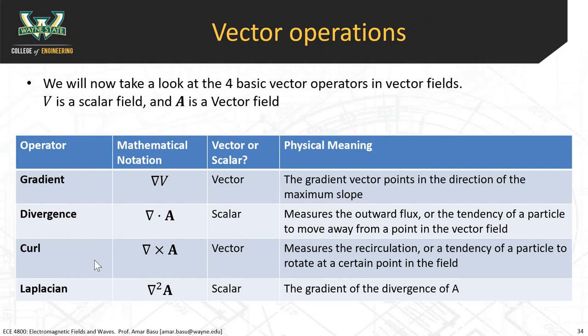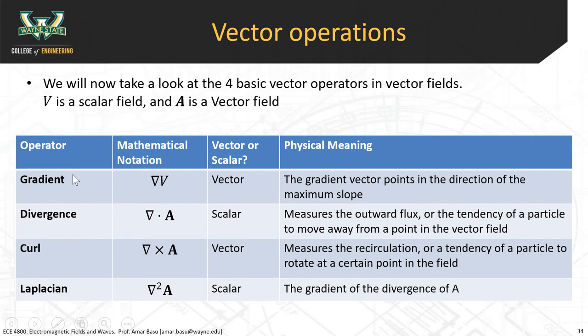One of the things we did talk about when we talked about the divergence of a field is that it measures the outward flux, or the tendency of a point to move away from a point in the vector field. In other words, the way to think about divergence is: how much do the vectors point away from a certain point in space? We're going to go over each one of these four in detail. For right now, let's just look at the major differences between them.